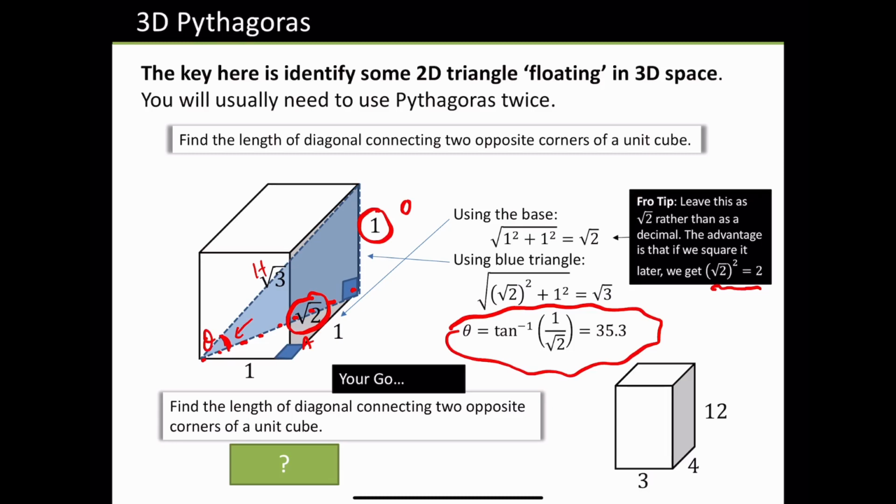I want you to try the same question here. Pause the video, and I am looking for you to work out what this red diagonal line would be equal to. If you've done it correctly, you should have 13. Square root of 169, which is 13.